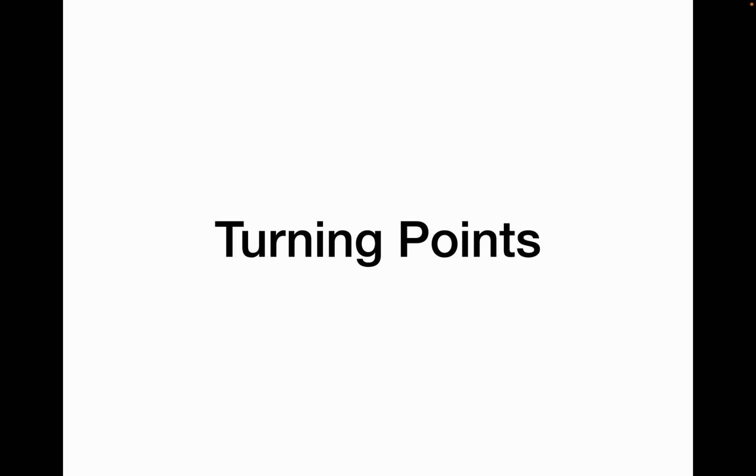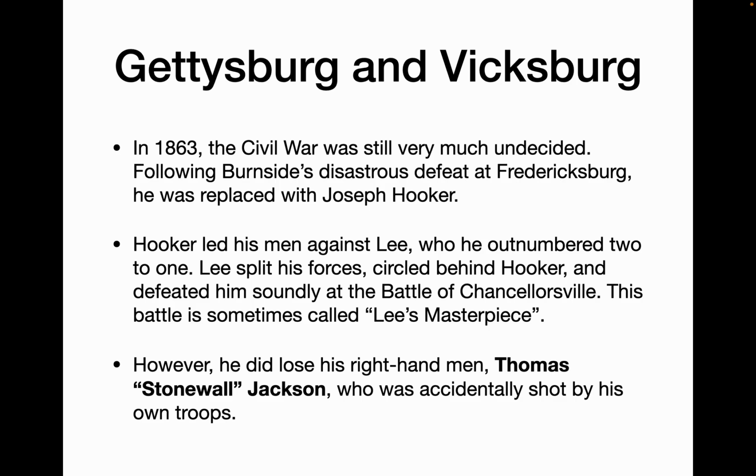Now, let's look at a couple of military turning points here. In 1863, the Civil War was very much undecided. People thought that the manpower of the North is obviously going to win. But no. This was a war that could go wrong very quickly and was going wrong for the North. If you think about Ambrose Burnside and his huge defeat at Fredericksburg, Burnside was soon replaced by Joseph Hooker. Hooker, however, didn't have any better luck.